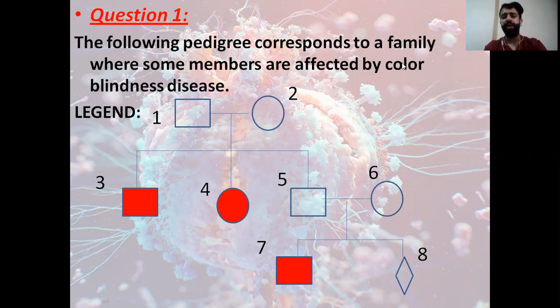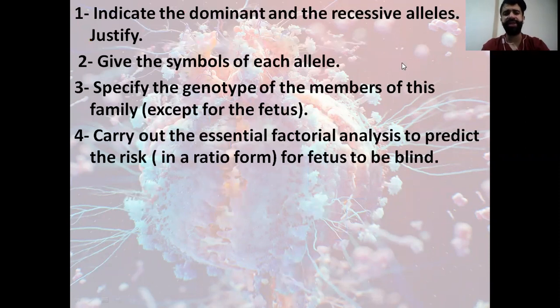So we start with the first question. Indicate the dominant and the recessive allele, justify. Meaning, identify the dominant and the recessive allele. Give the symbols of each allele. Part 3: specify the genotype of the members of this family. And all the members, you have to specify their genotype, and you have to say the genotype with justification. Part 4: carry out the essential factorial analysis to predict the risk for the fetus to be blind.